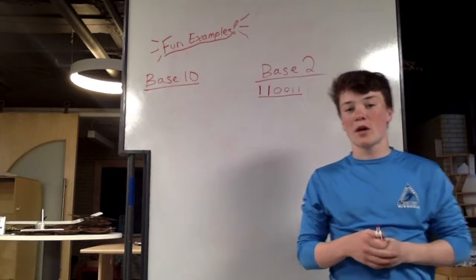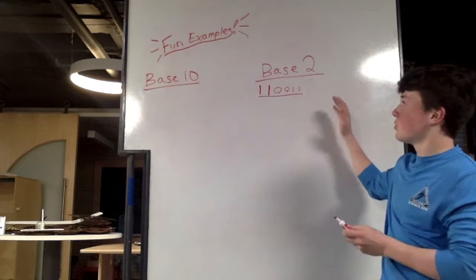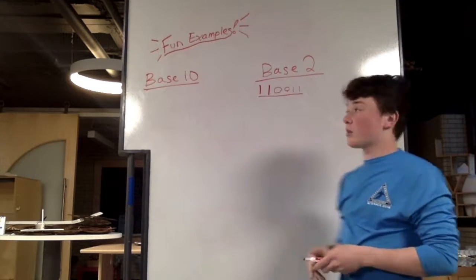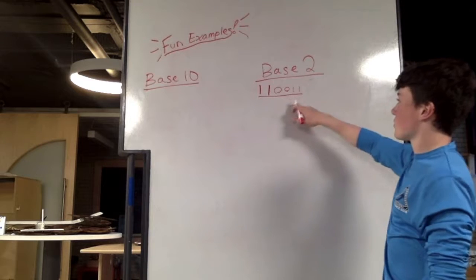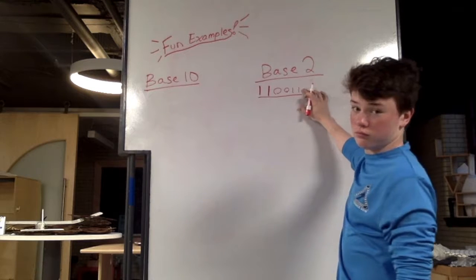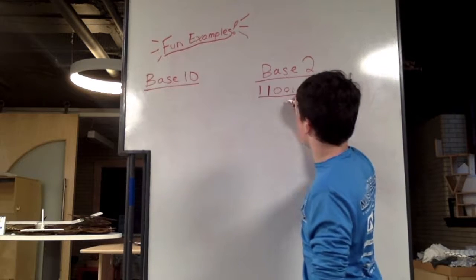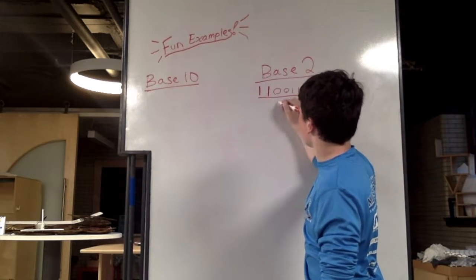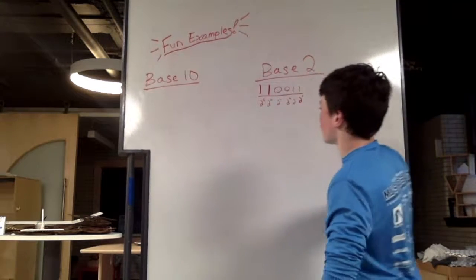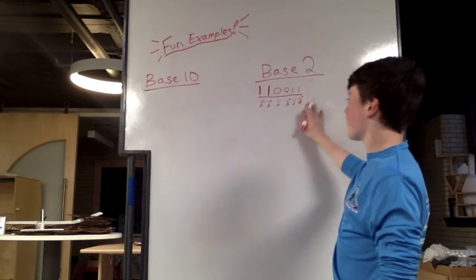Okay, so now that we have gone from the base 10 system, which is the decimal system, to base 2, the binary system, we're going to try to go from a binary number back to a decimal number. So here's our binary number. It's 110011. As we know, the first place here is 2 to the 0. The second one is 2 to the first, 2 squared, 2 to the third, 2 to the fourth, and 2 to the fifth.